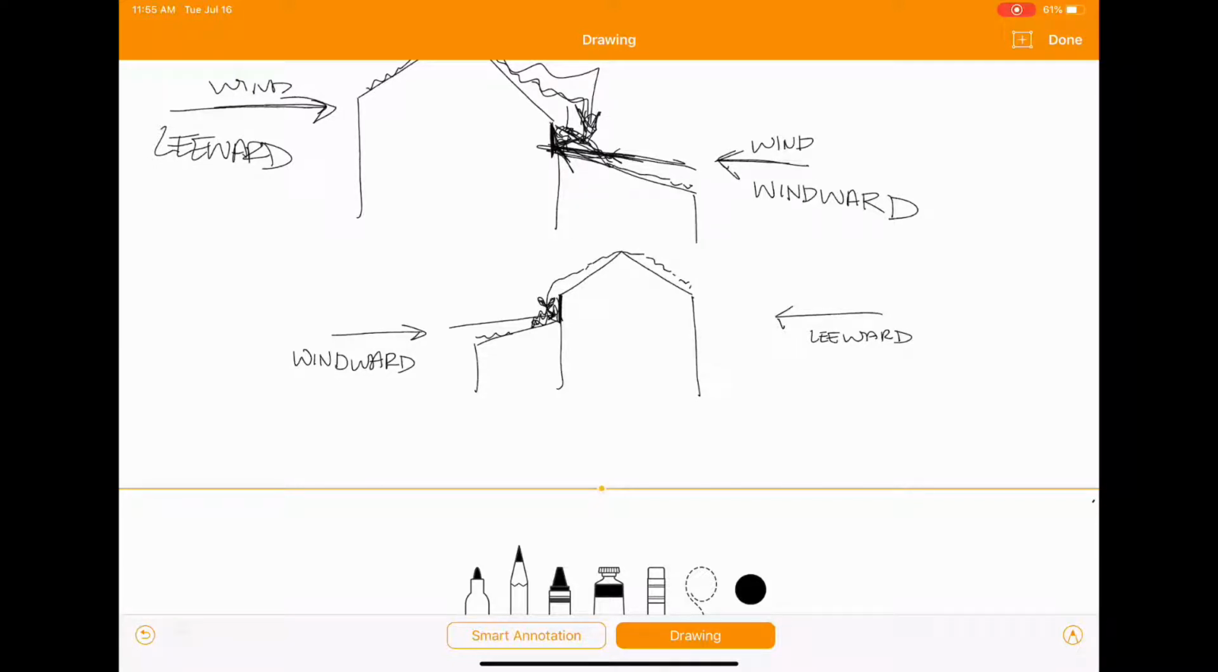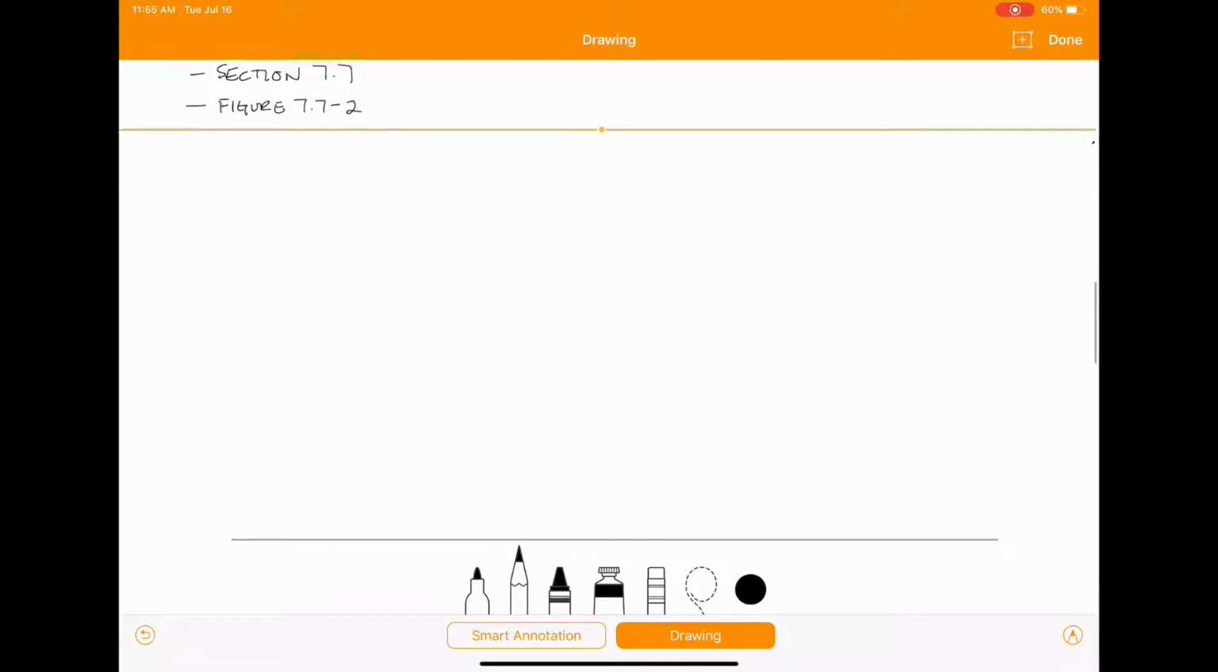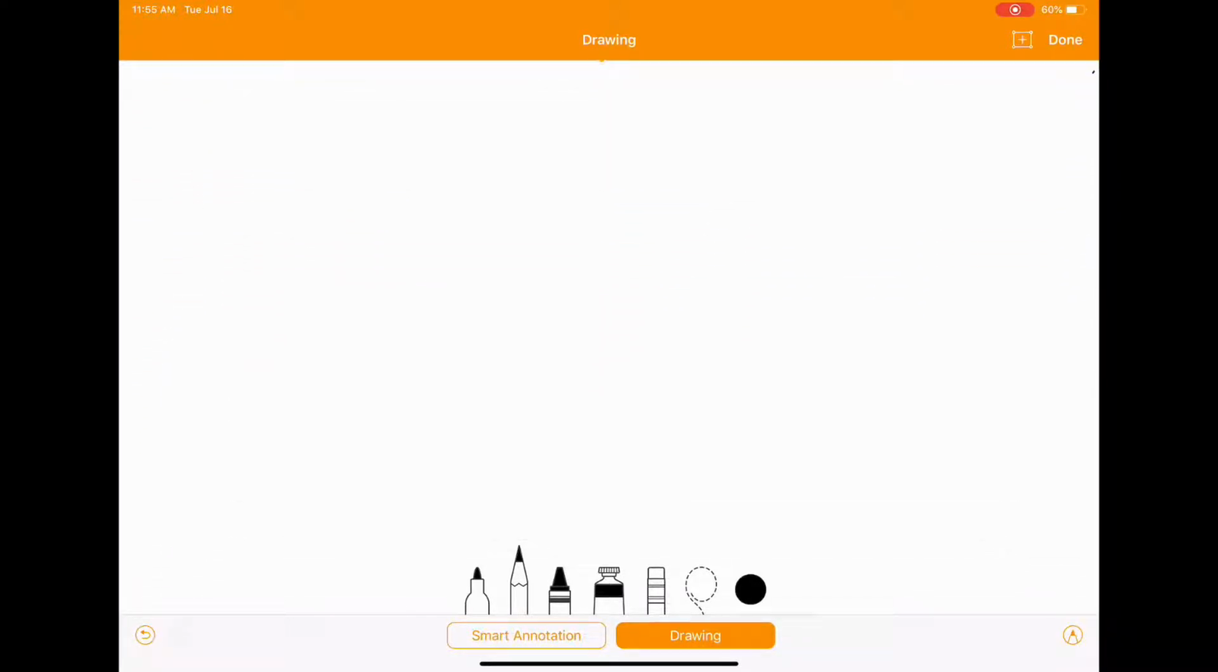Now, drift is talked about in section 7.7, but again, I'm more of a visual person, so I like to use figure 7.7-2, and that visually depicts what's going on as far as drift goes. So let's go ahead and define some of those things in figure 7.7-2.